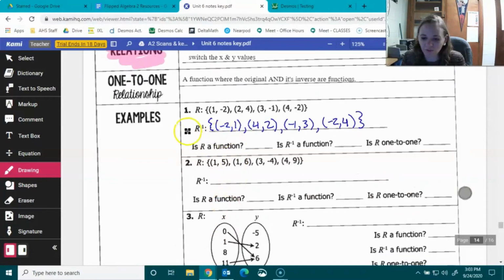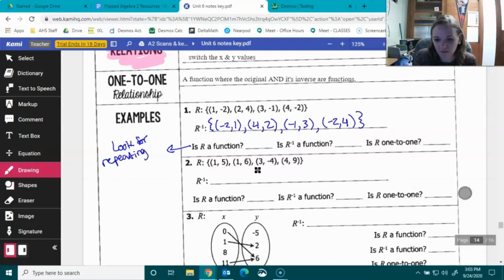So the same thing, remember we don't want x's repeated. So is R a function? What you want to look for is repeating x's. And that will result in not a function.